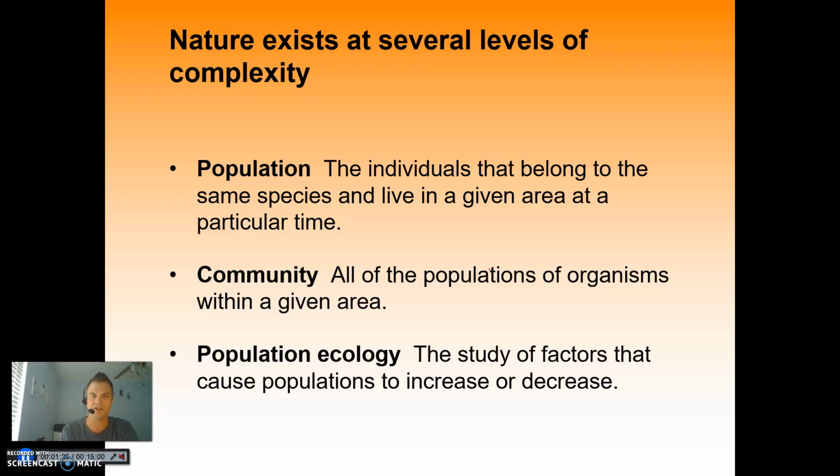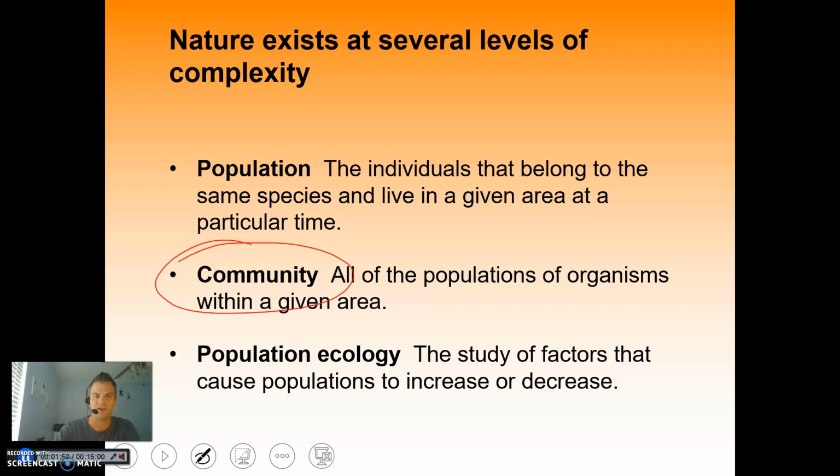So population are the individuals that belong to the same species and live in a given area at a particular time. So this would be all the same species of plant or animal. Community is going to be all of the populations of organisms within a given area. So all the different populations, all the different species within an ecosystem or a certain area would make up the community of that area. And then the study of all of this, the study of those dynamics, of those changes, is called population ecology.